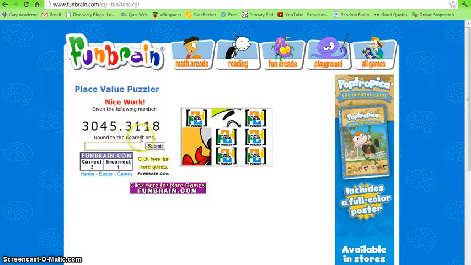Round to the nearest 1. 5 is our 1. We look to the right. More or less than 5? Less. So we do 3045.